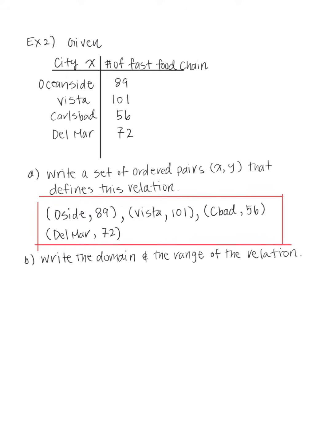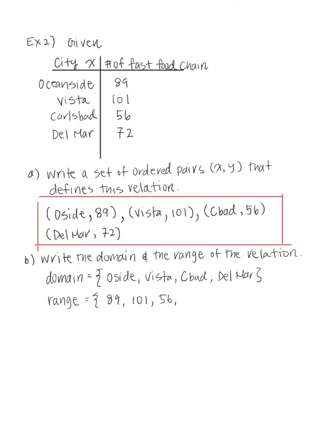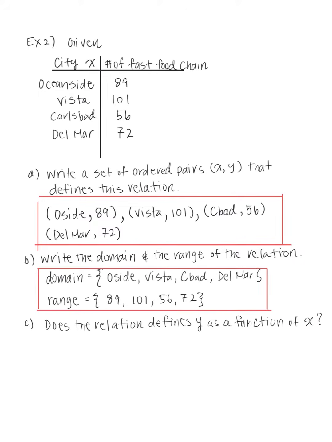Write the domain and the range of the relation. So again, the domain is the set of all x values and the range is the set of y values. So the domain here is going to be Oceanside, Vista, Carlsbad, and Del Mar. And the range is going to be 89, 101, 56, and 72. Easy peasy. The last question is, does the relation define y as a function of x? Which means that for each x, is there exactly one y value? I believe so. So in this case, I would say yes.